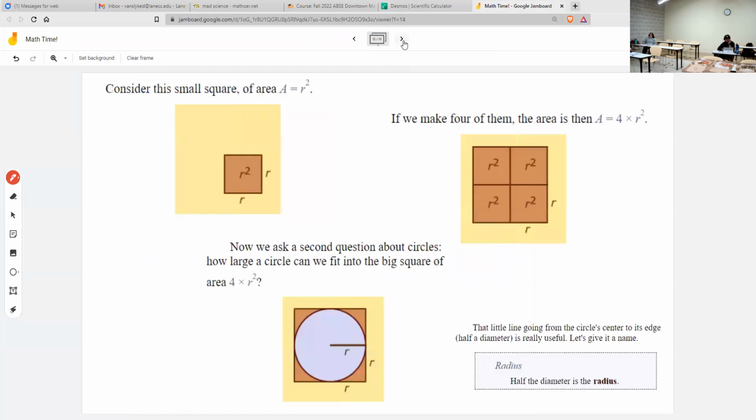Okay, now we're going to do something that's a little more interesting and complicated. Look at this little brown square. Each side I'm labeling R. You don't know why yet, but for now it is just an R. So what is the area of this? R times R, which I'm calling R squared.